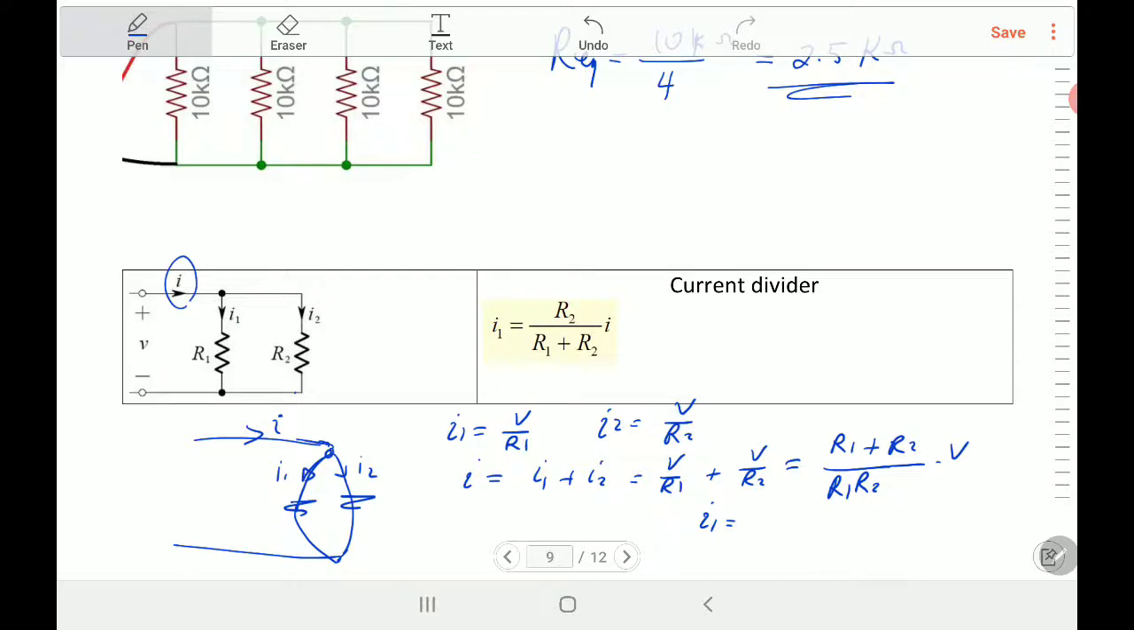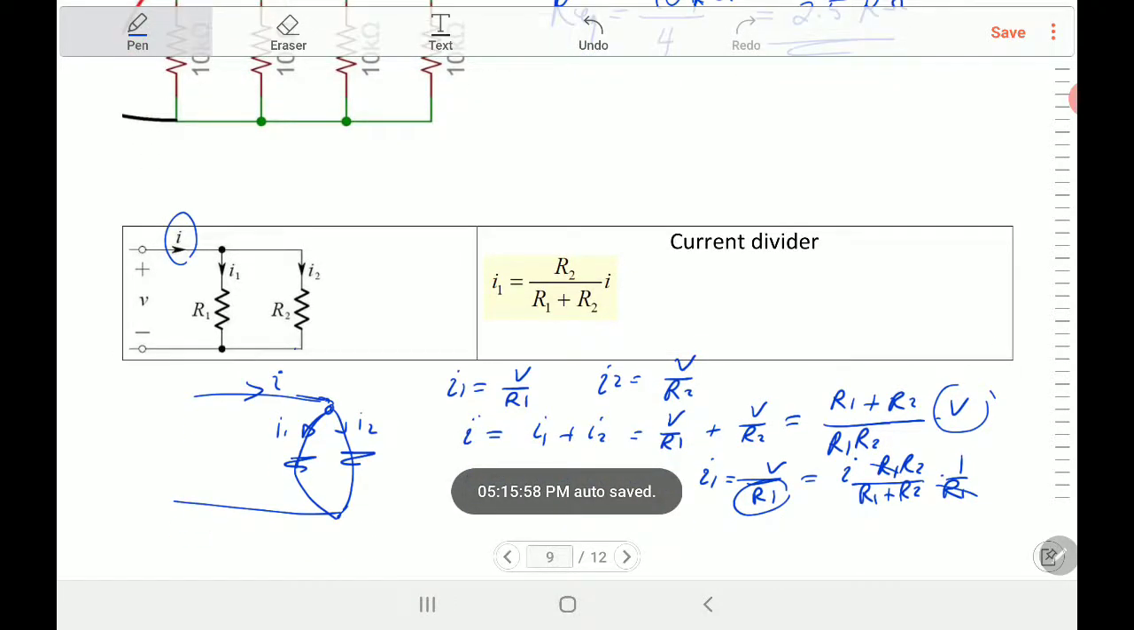I1, as you know, is equal to V over R1. According to the equation we just got, I is equal to (R1 plus R2) over R1 R2 times V. You can replace V by the equivalent of current. So what is V? V is equal to I times R1 R2 divided by R1 plus R2, all divided by R1. When you cancel R1 with R1, I1 is equal to R2 over (R1 plus R2) times I.